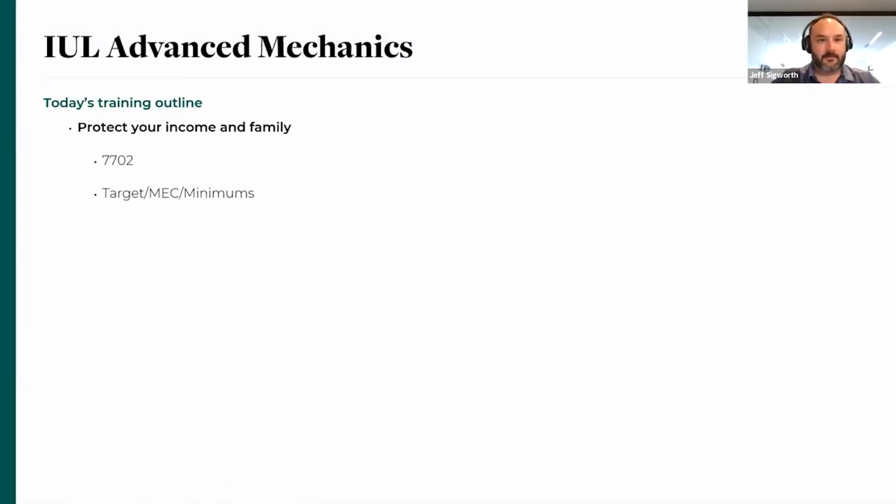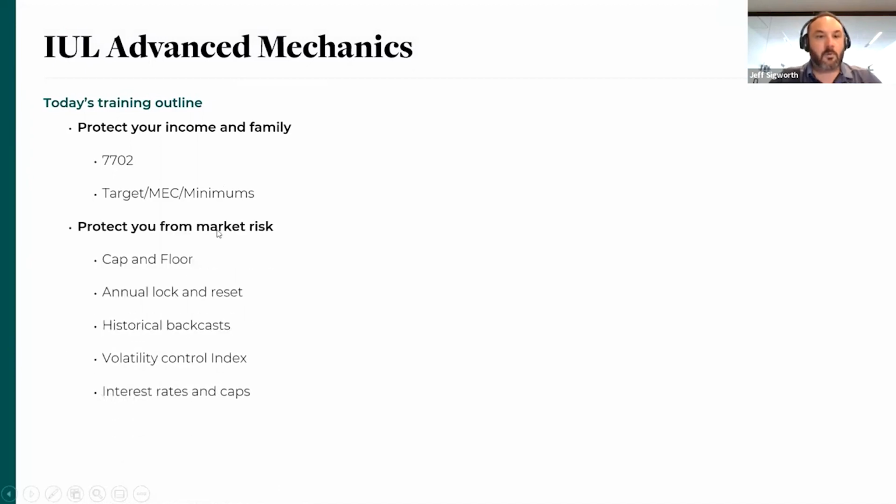So today's training outline, we're going to break it down into those 4 categories. We're going to talk about how an IUL protects your family and protects your income with the 7702 guidelines. We're going to talk about what a target is, what a MEC is, and what the policy minimums are. How it protects you from market risk. We're going to explain a cap and floor to you, annual lock and reset, historical backcasts and what those mean.